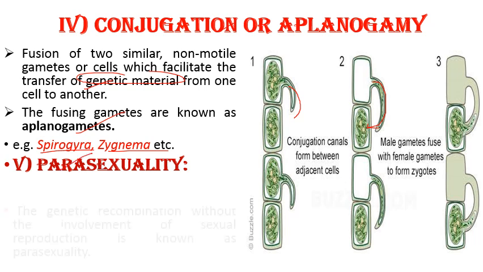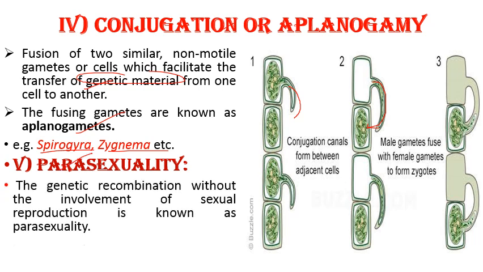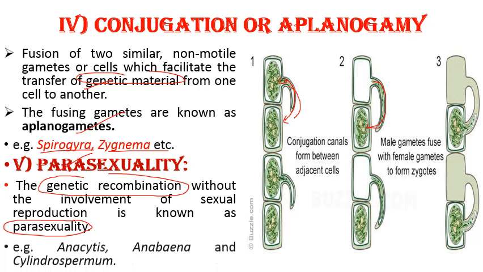Finally comes parasexuality. Here the partial genetic recombination takes place without the involvement of sexual reproduction. This is known as parasexuality, means जो थोड़ा सा genetic material है एक cell से दूसरे cell में transfer होगा, that is called parasexuality or partial genetic recombination. It is shown by some blue-green algae like we have Anacystis, Anabaena and Cylindrospermum.